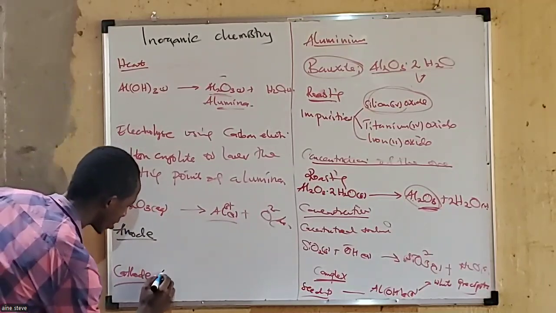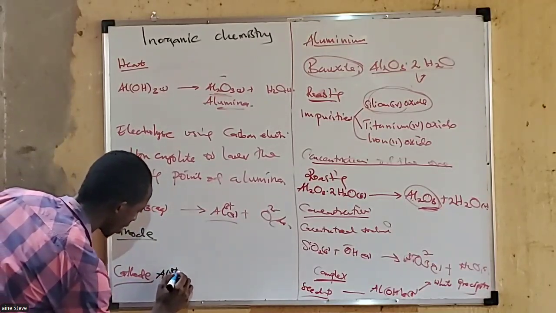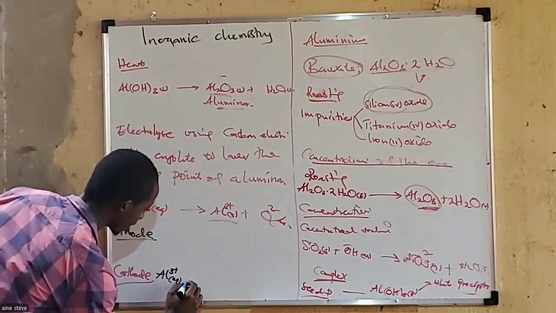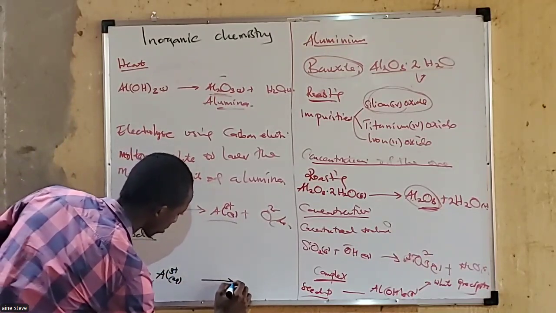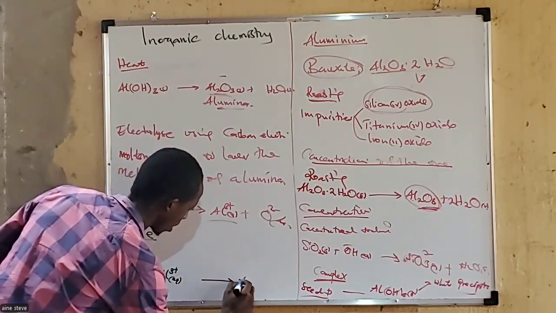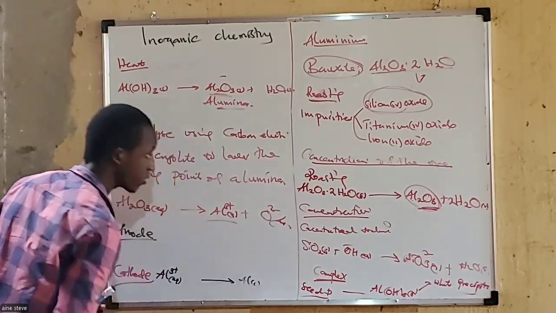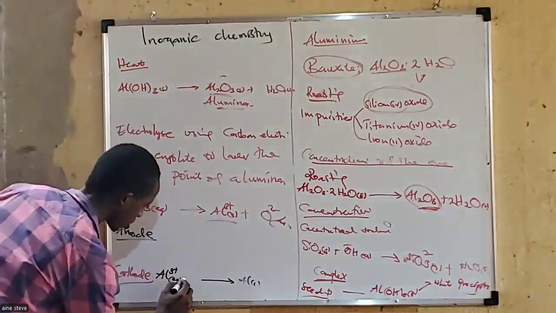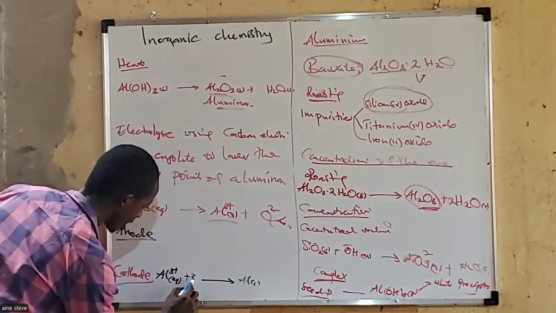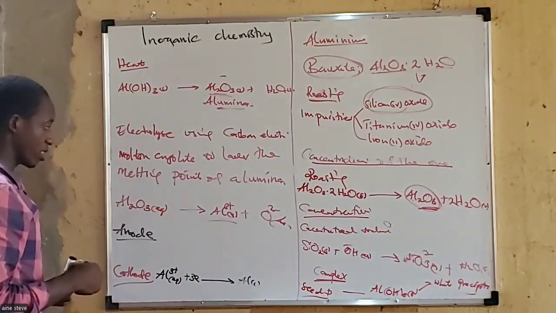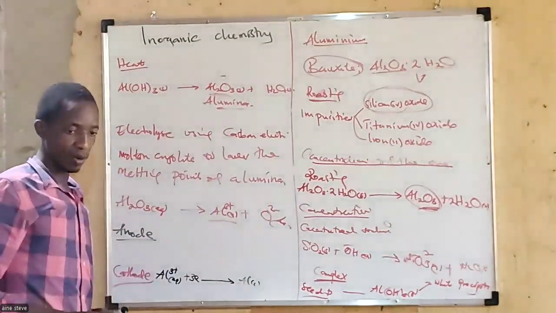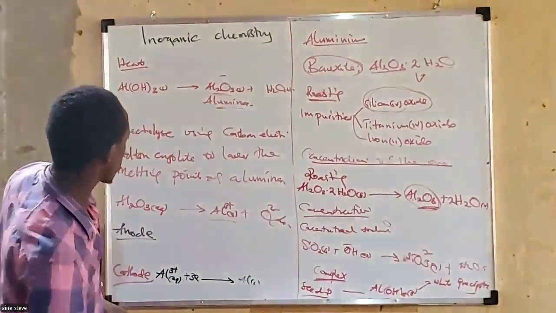So we shall have aluminium ions. Okay, this is going to give us what we call aluminium. This is now in the form of liquid. So we balance the equation by adding here 3 electrons. So this is basically what we look at when we are looking at extraction of aluminium.